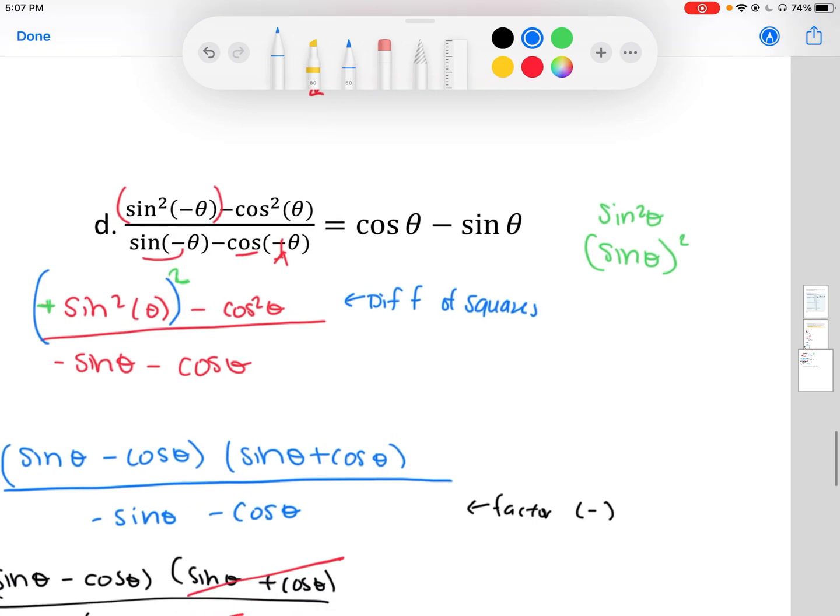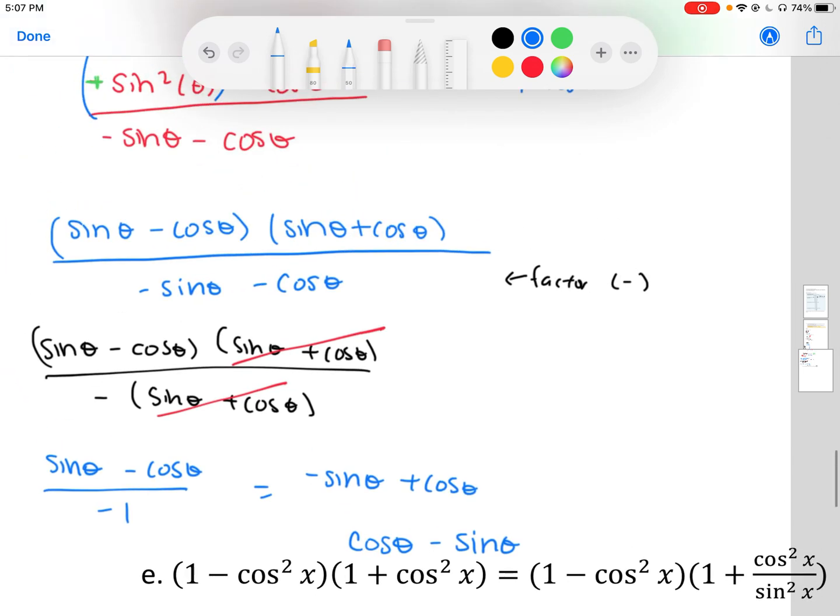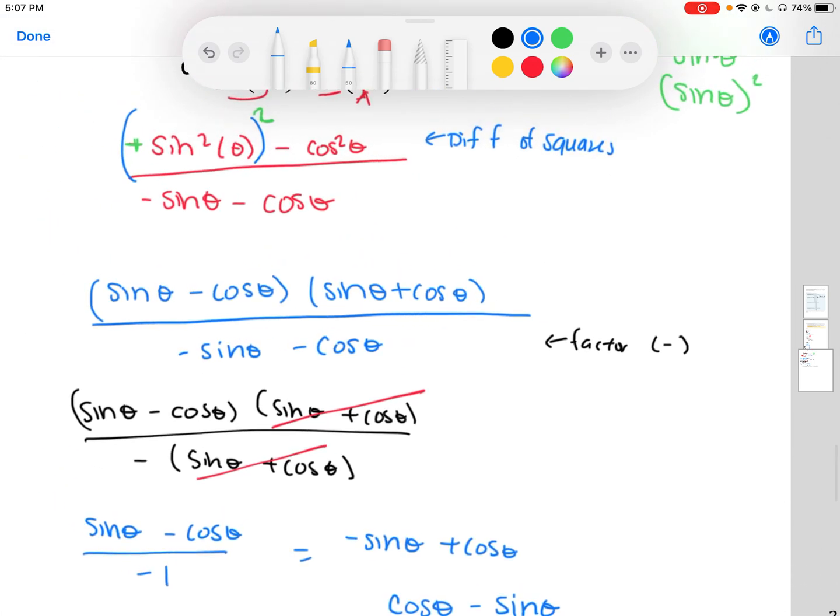And what are we looking for? Cosine minus sine. We just swap the order: cosine theta minus sine theta. That's this problem.